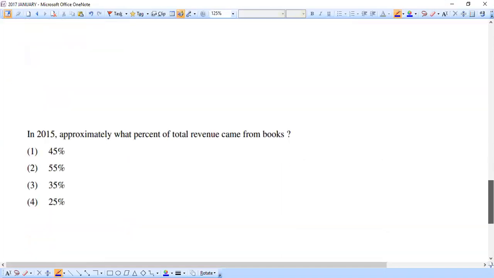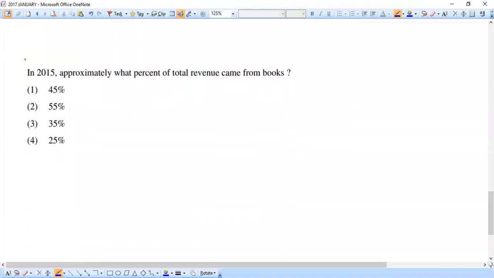And we have one more last question. It's going to be a percentage question. We'll quickly try this question also. Question number 4. Let's see what is there in this question.